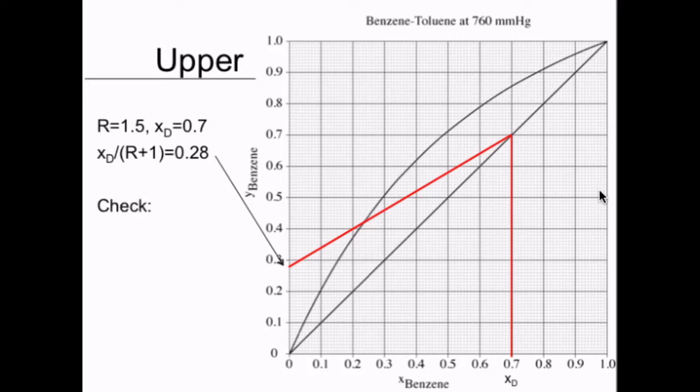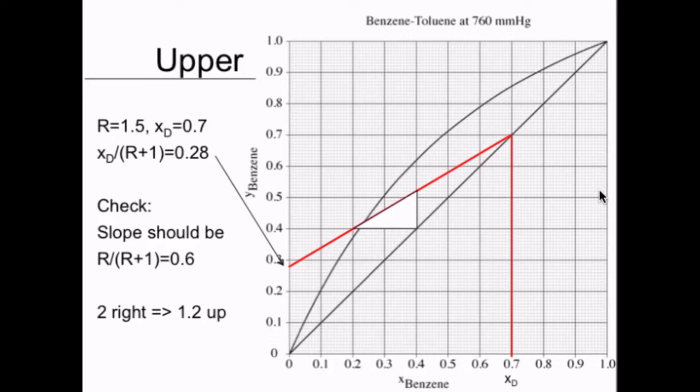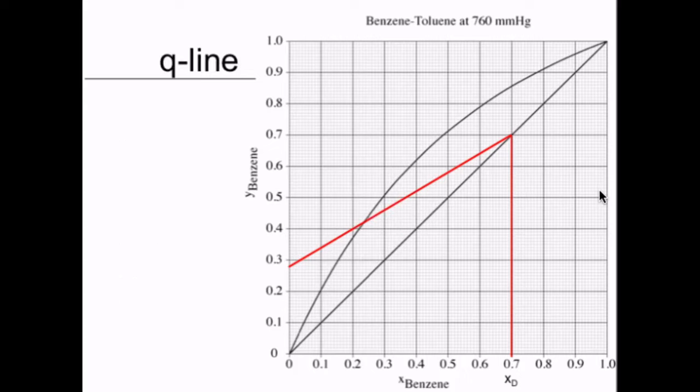And we can check this slope by looking at the equation again and see that R divided by R plus 1 is the slope, and that's 0.6. And we can draw a triangle. If we go 2 steps to the right, we go 1.2 steps up, which means that we have a slope of 0.6, so that's okay.